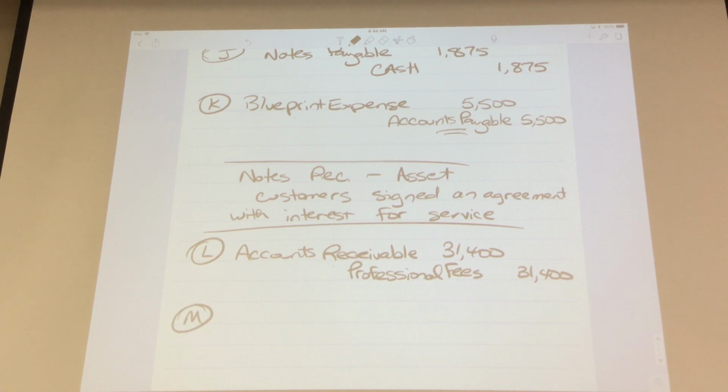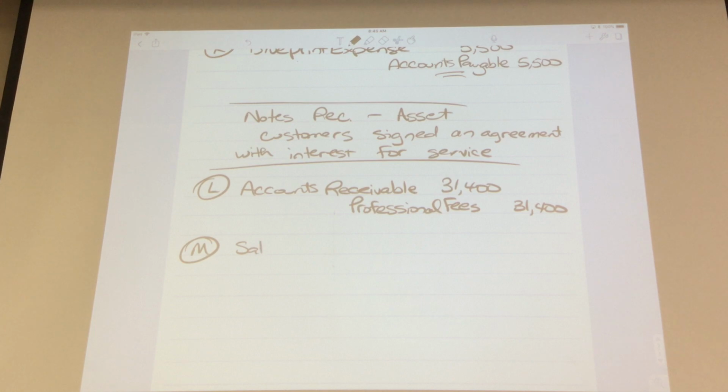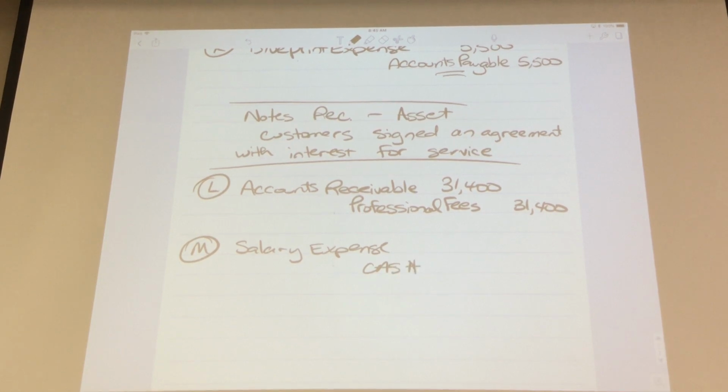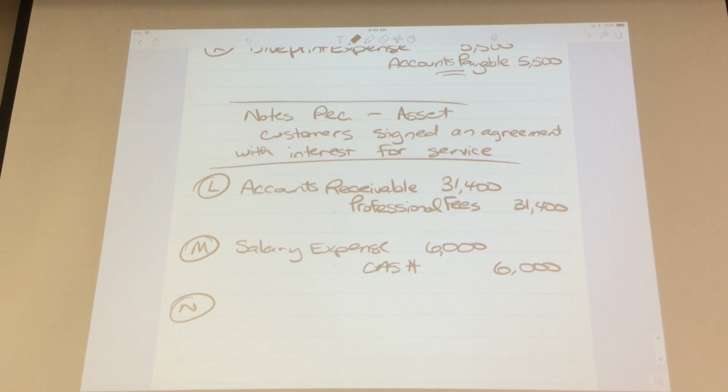All right, letter M, we paid the salary of assistants $6,000. All right, when we pay an expense like that, we're gonna debit the expense account. So salaries expense, and we did pay for it, so we credit cash for $6,000. And letter N, we paid gas, oil, and repairs for the automobile for $1,300. So record the expense, the automobile expense. And we used our cash, so we credit.